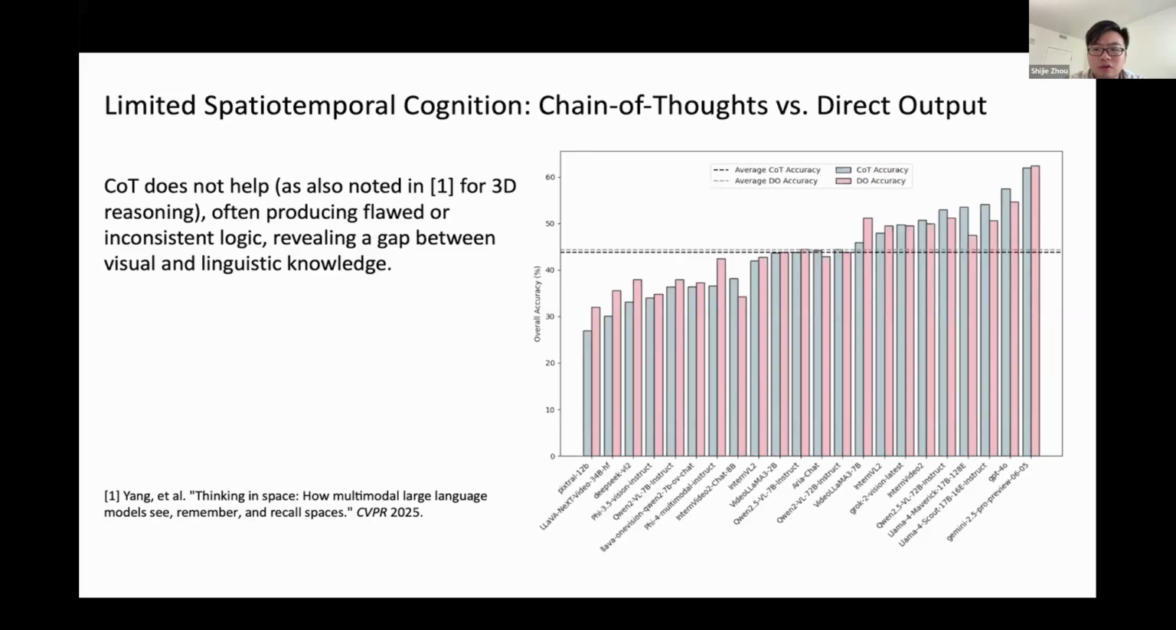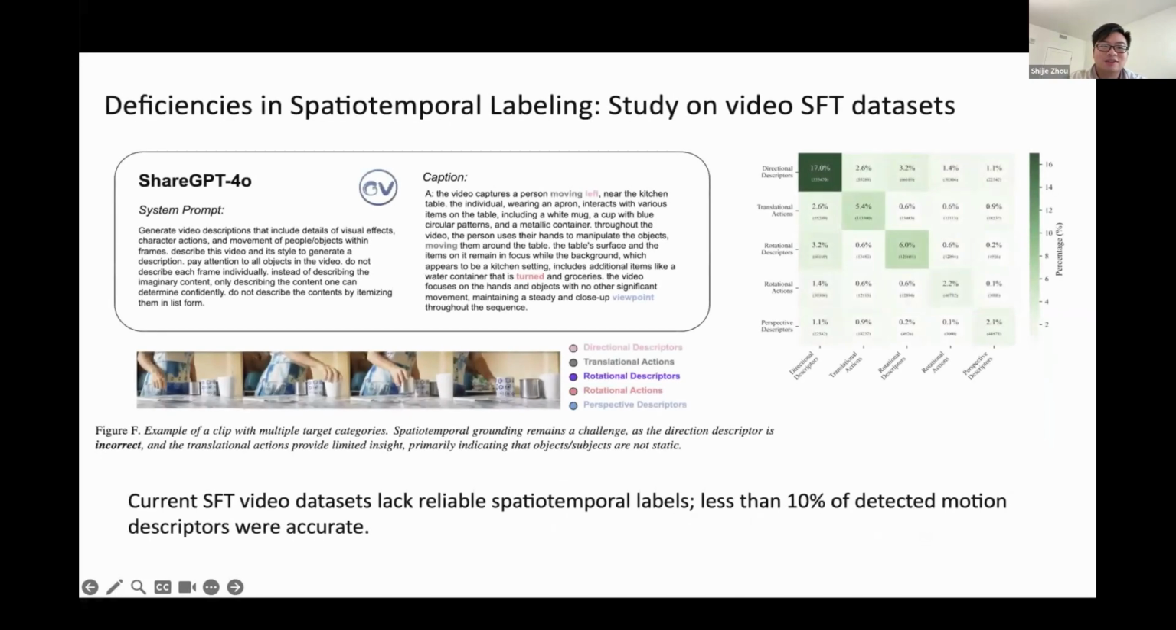So in spatial reasoning or spatiotemporal reasoning, the chain of thought often produces flawed or inconsistent logic, which reveals a gap between the visual and the linguistic knowledge. And we observe that even the chain of thought accuracy is a bit lower than the direct output accuracy. So there's another reason: we studied the video SFT datasets, and we find that the labels regarding the spatial temporal labels and the descriptors are problematic.